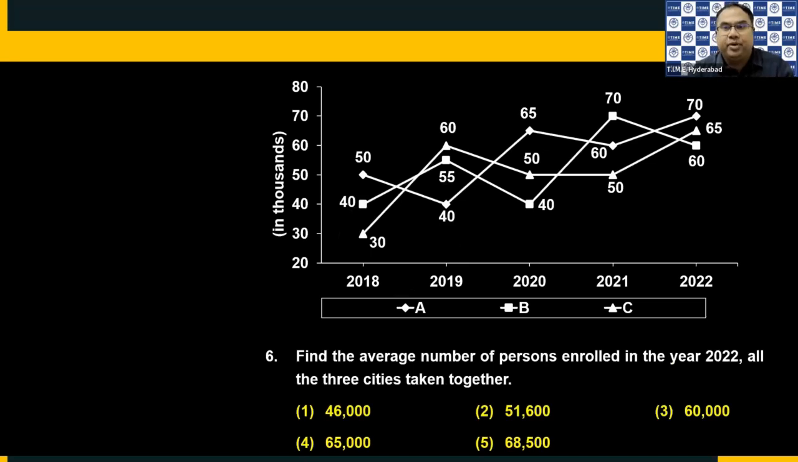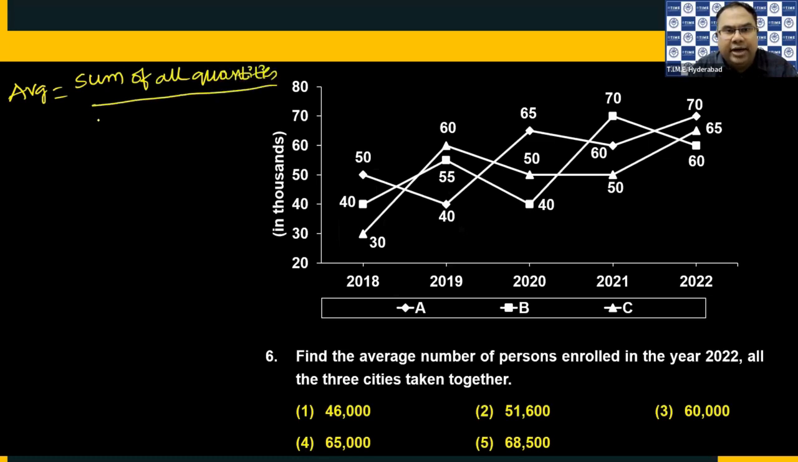First question, that's question number 6 on your screen. Find the average number of persons enrolled in the year 2022, all 3 cities taken together. So average would be sum of all quantities divided by total number of quantities. This is the definition of average.